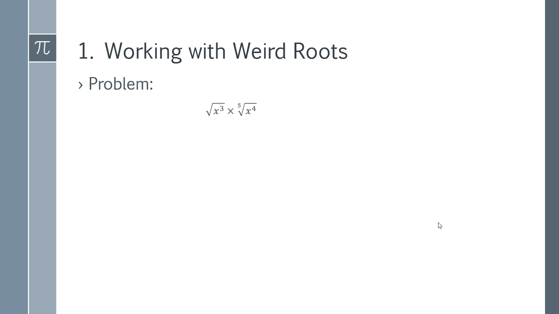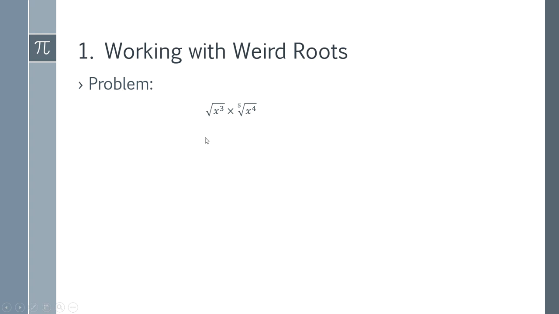When something like this comes up, students tend to go to pieces. So you've got the square root of x cubed multiplied by the 5th root of x to the power 4. There are loads of different rules of algebra going in here, and when you understand this question, you're going to be able to deal with square roots very confidently. So let's start by breaking it down. We're going to look at this term first and then look at this term.